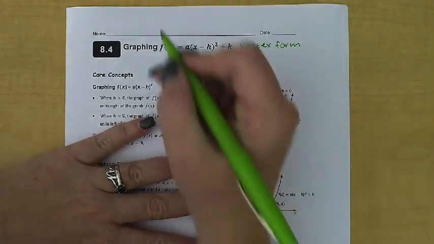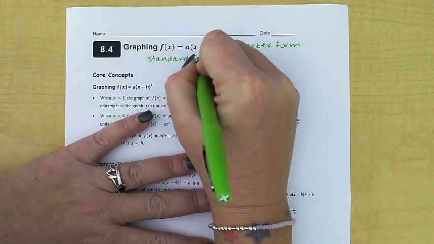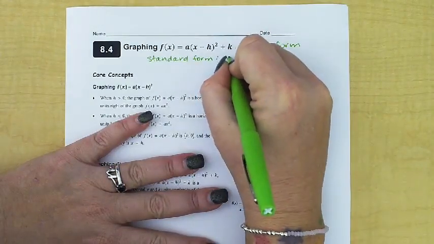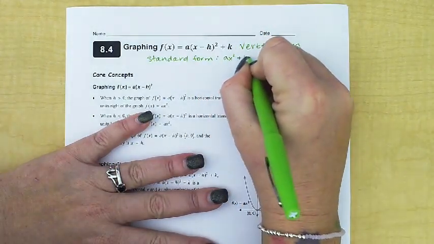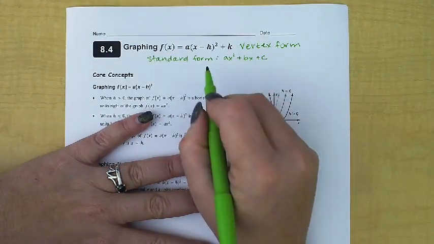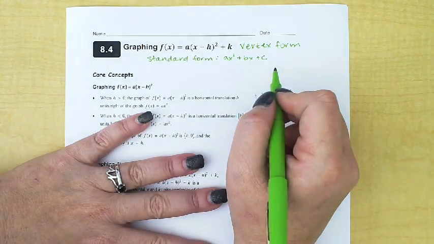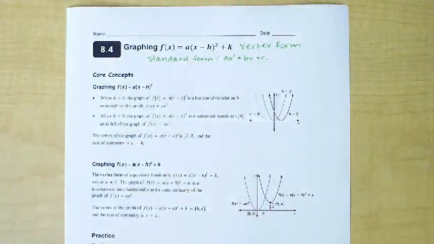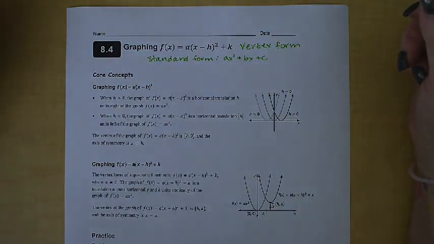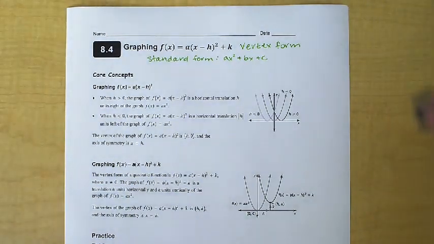So we've been working on standard form, which, remember, is a times x squared plus bx plus c, and that a, b, and c, they all impact what that quadratic function does, whether it moves up or down, left or right, shrink or stretch. But with vertex form, we're going to look at a few other things, and we're going to be able to find the vertex really easily and a few other things.